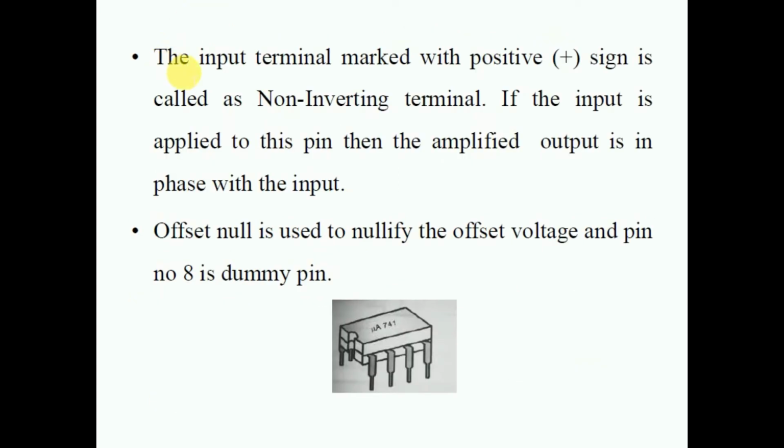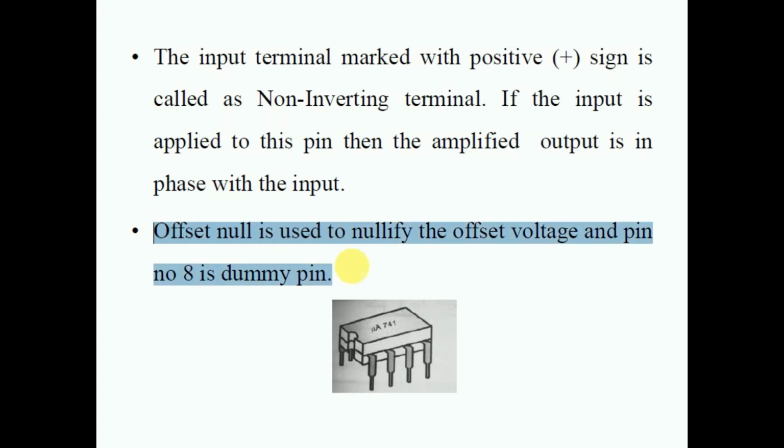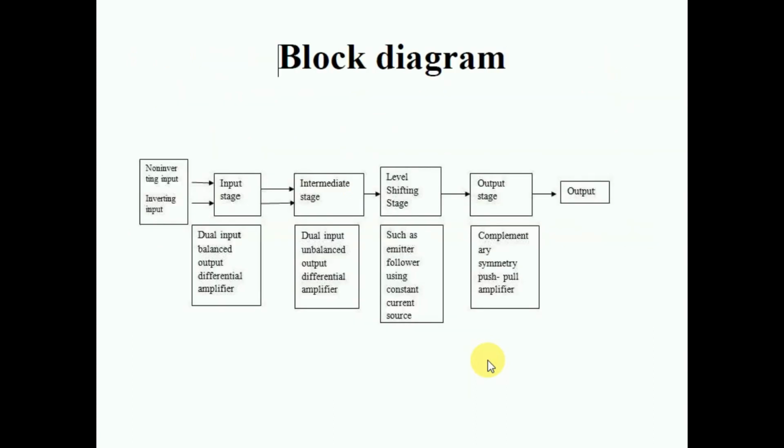Here you can see the positive terminal, the non-inverting terminal, and what happens at the non-inverting terminal whenever we apply the input there. And this one is the offset null. This kind of IC can be seen whenever you refer to the 741 IC. So this is the basic idea, and this one is the block diagram.